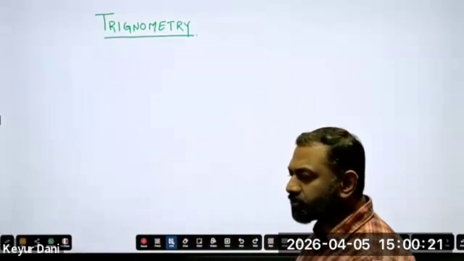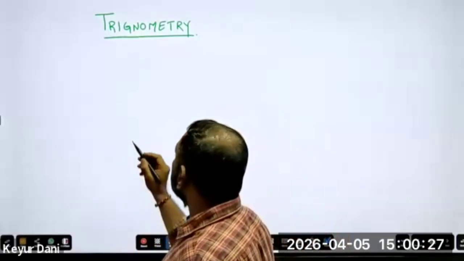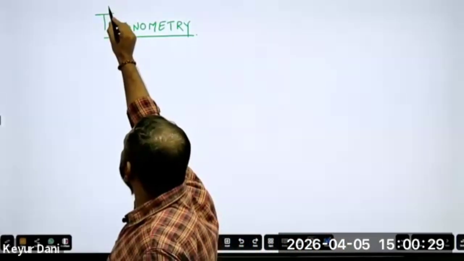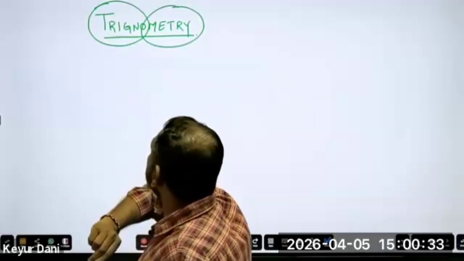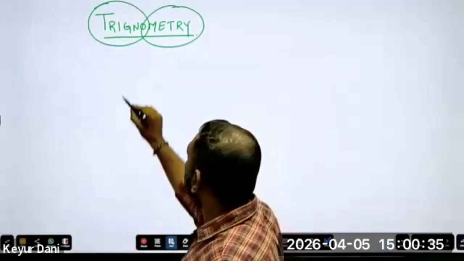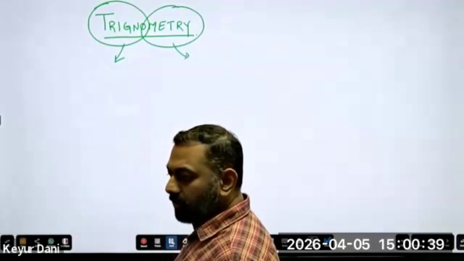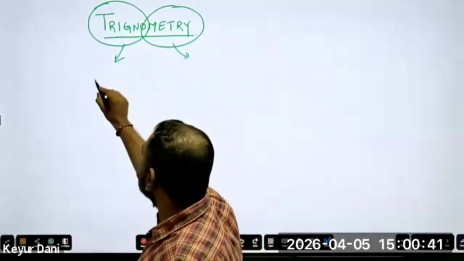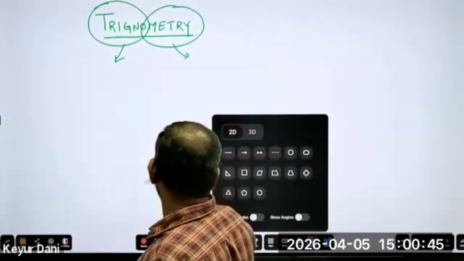Trigonometry is an extremely important part of mathematics. All right. The word trigonometry is actually a combination of two words: trigno and metry. Trigno is a Greek word for a triangle.